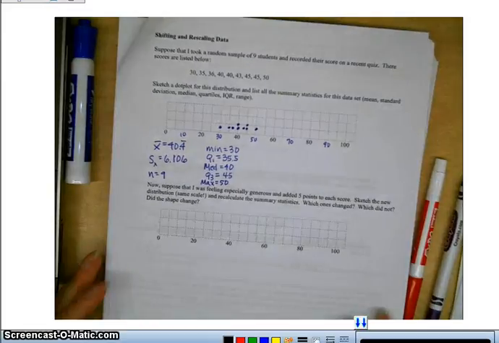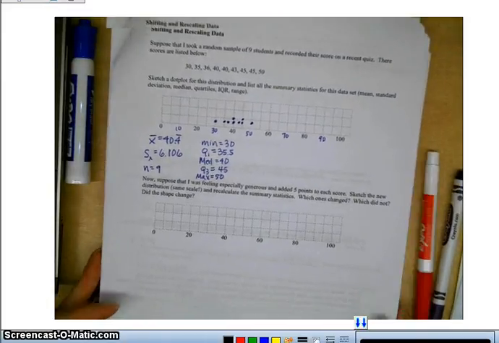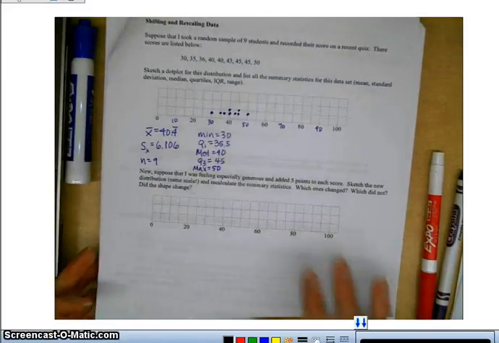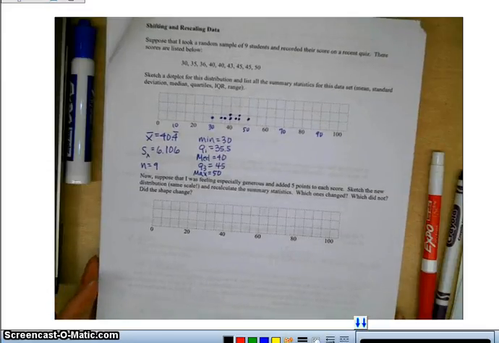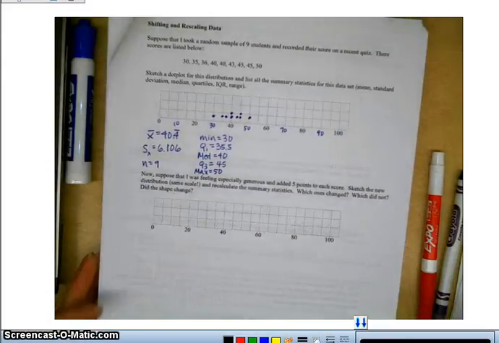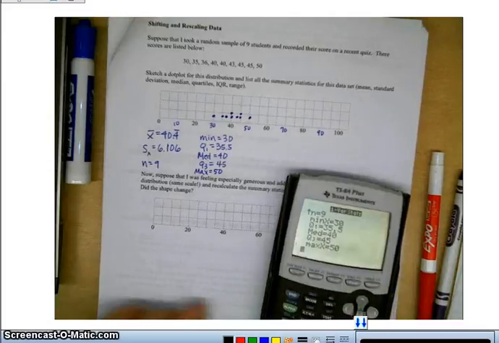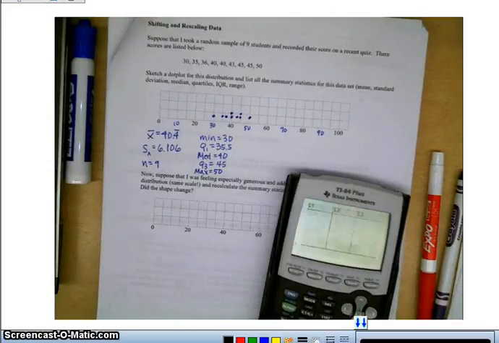Alright, so now we've done all of this. Now suppose I was feeling generous. These are all test scores on a recent quiz. Suppose I was feeling generous and I wanted to add 5 to each point scored. Sketch the new distribution on the same scale. So now I'm going to go back to my Stat Edit. I'm going to edit my list.